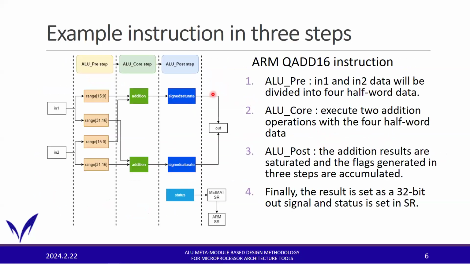To illustrate the three-step mechanism, I will use the ARM QADD16 instruction as an example. This instruction splits two 32-bit input data into 4 half-word data and performs two-side addition using the divided data. Then it performs a signed saturation to the result of the addition, and finally gets 32-bit output data. Normally, this instruction has no step division, and it is realized with a dedicated circuit. In the case of the three-step execution flow, it can be realized with only simple functions by dividing in the ALU pre-step, adding in the ALU core step, and saturating in the ALU post-step.